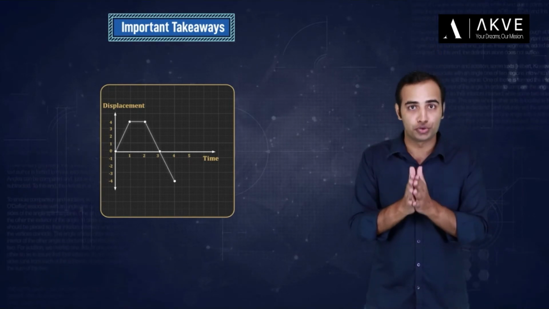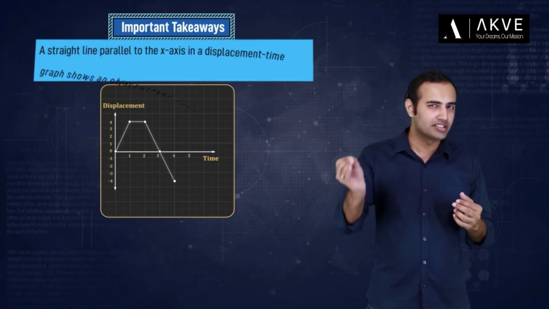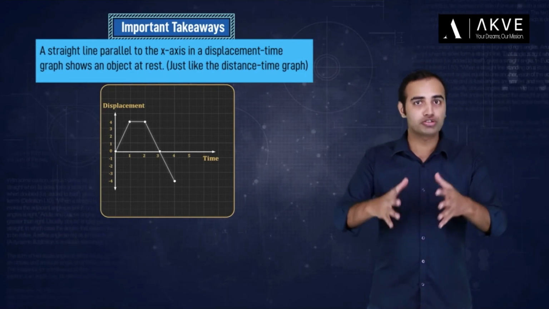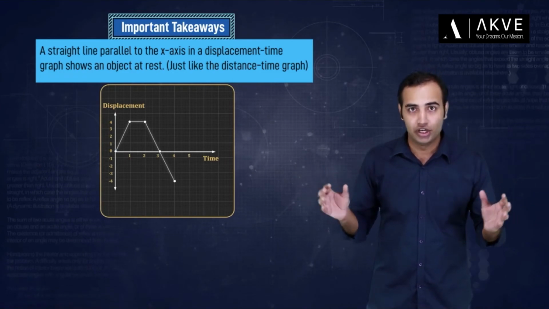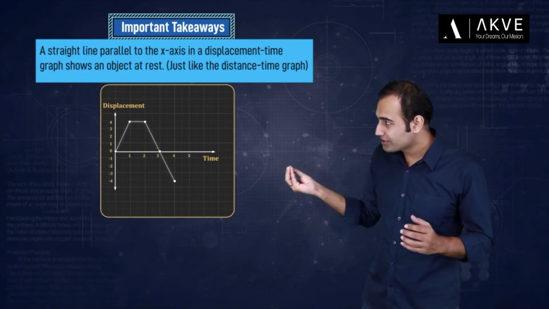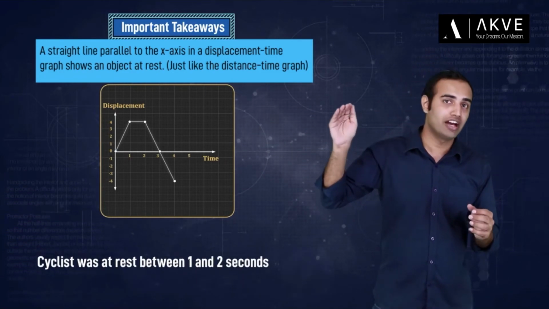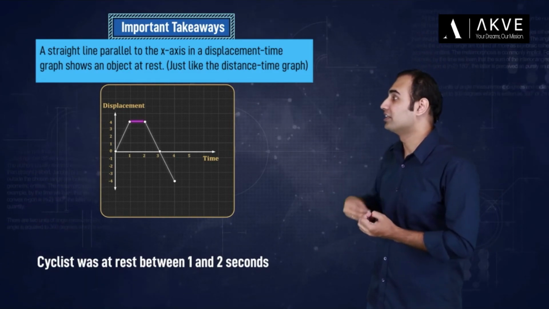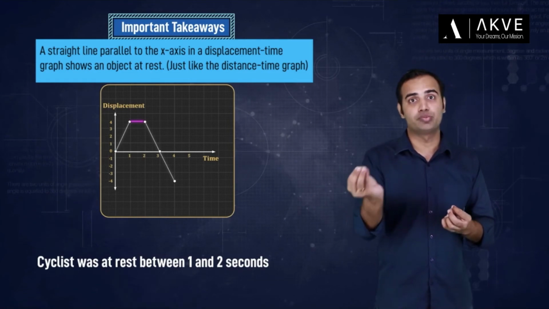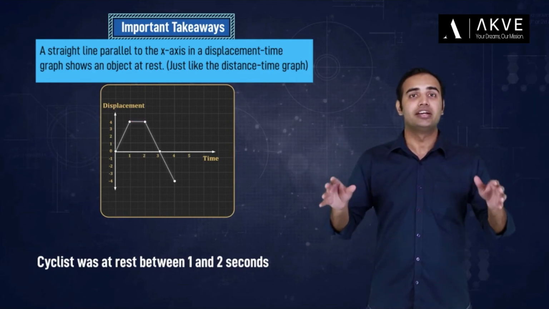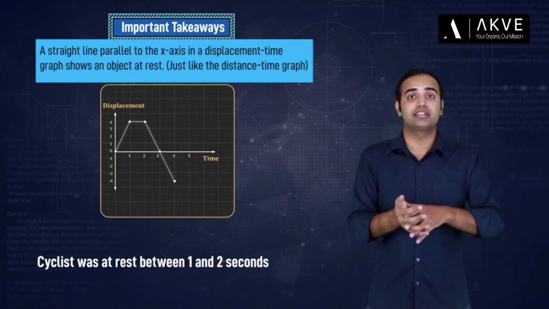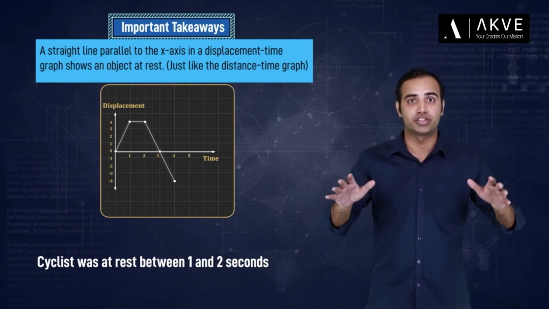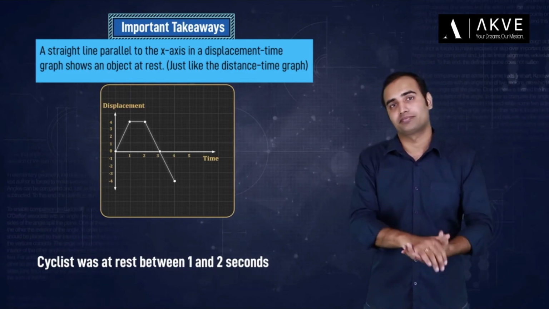The second takeaway is that just like a straight line parallel to the x-axis in a distance time graph shows an object at rest, a straight line parallel to the x-axis in a displacement time graph also shows an object at rest. So over here in our example, you can see that between 1 to 2 seconds, we have a straight line parallel to the x-axis. And at that time, we already saw that the velocity of our cyclist came out to be 0. So just keep this in mind. A straight line parallel to the x-axis in a distance time graph as well as a displacement time graph shows an object or a particle at rest.